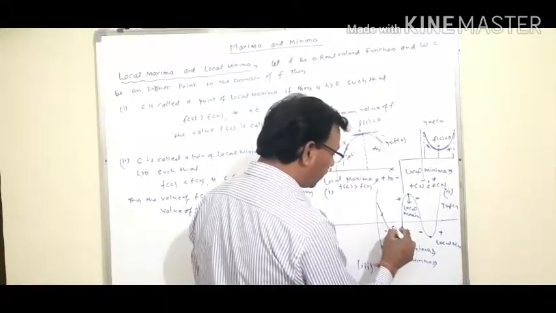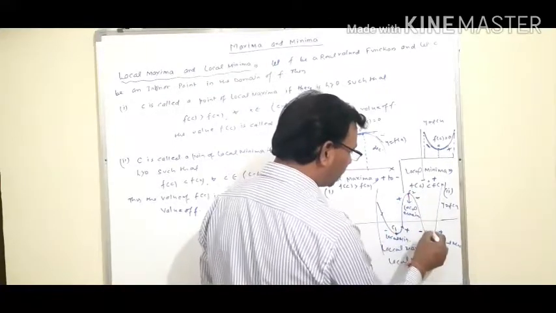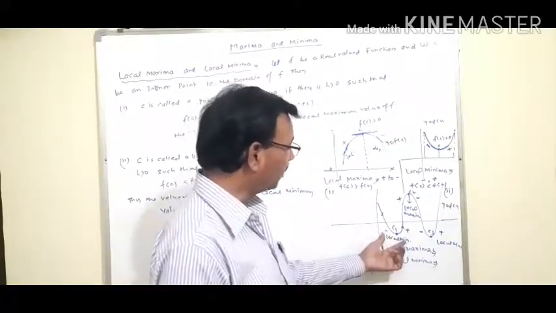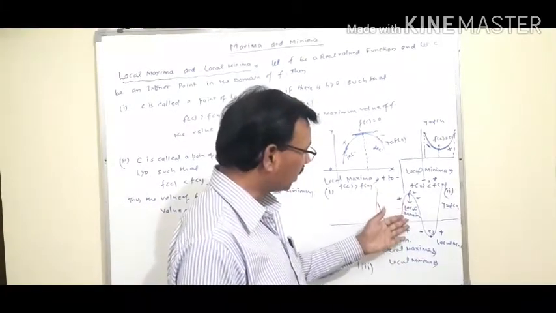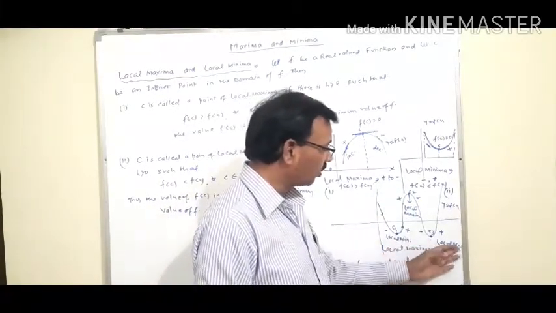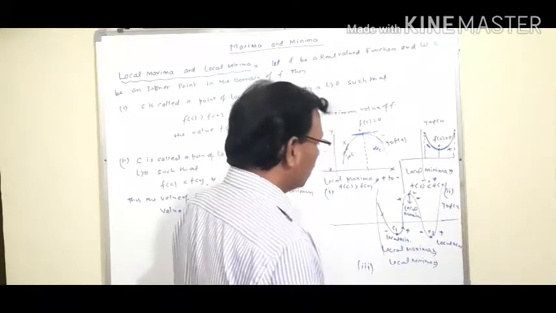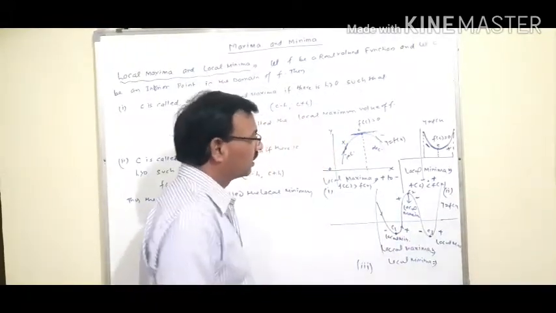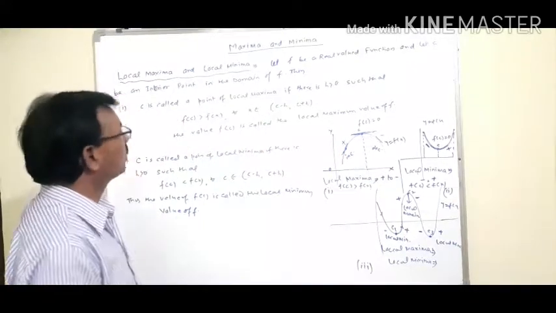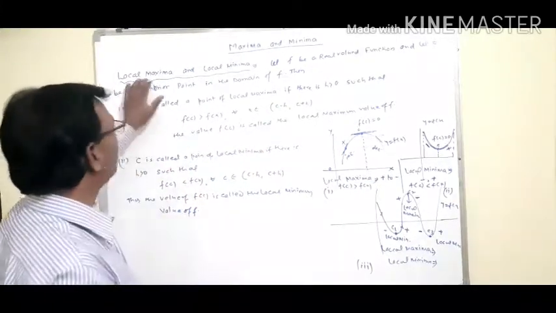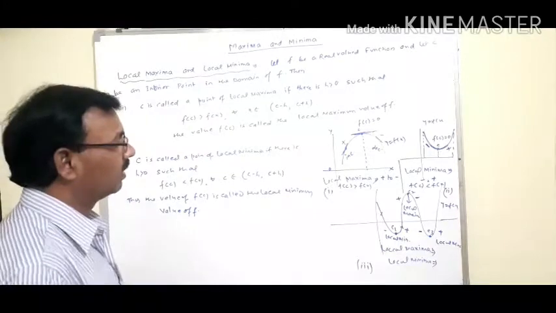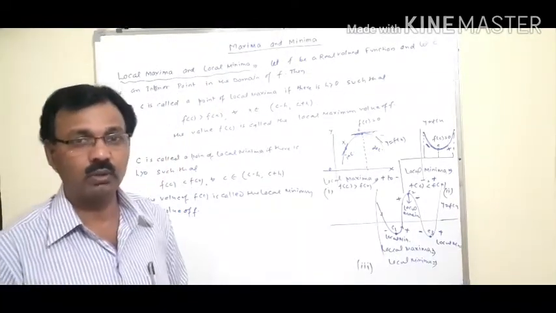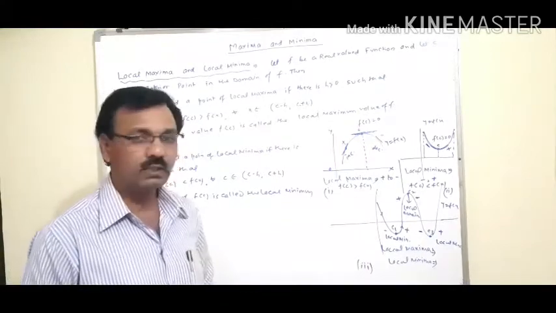These points are denoted by c1, c2 and c3. That means at c1 there is a local minima, at c2 a local maxima, and at c3 a local minima. These points are also known as critical points. So this is the concept of local maxima and local minima. Now in the next video we will discuss local maxima and local minima by the first derivative test.